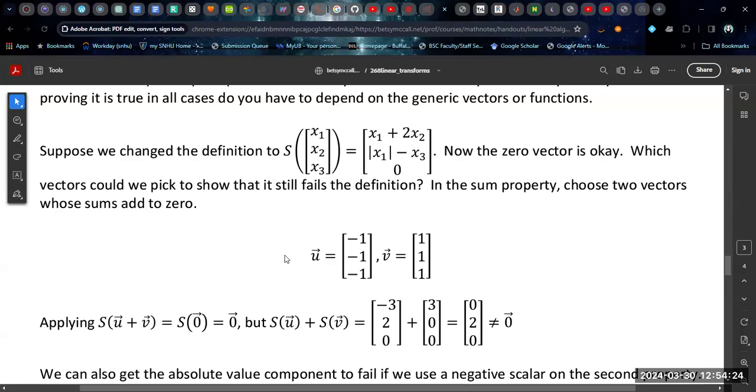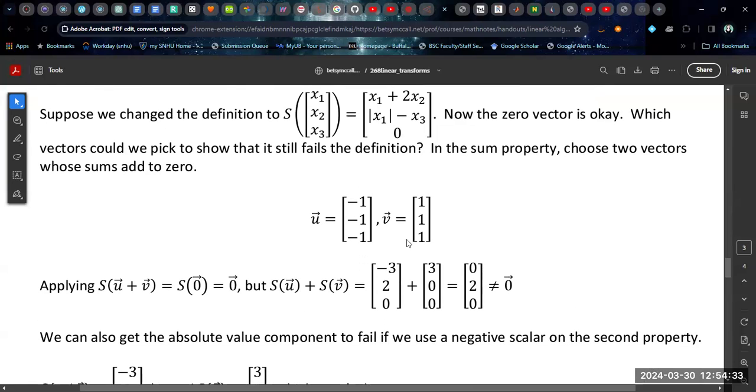So in this case, I'm going to check the addition property, the sum property, and I'm going to choose two vectors whose sums add to 0. So the vector u will be -1, -1, -1, and the v will be 1, 1, 1. If I apply my transformation, I'm going to add these two up and get 0, and from looking at the definition and testing the 0 condition, this does give me 0. But if I apply them separately, according to this definition, this is going to be -1 plus 2 times -1, which is going to be -3. And then for this one, the absolute value of -1 is 1, minus a -3, minus a -1, is going to give me a 2. And then the last component, of course, is 0.